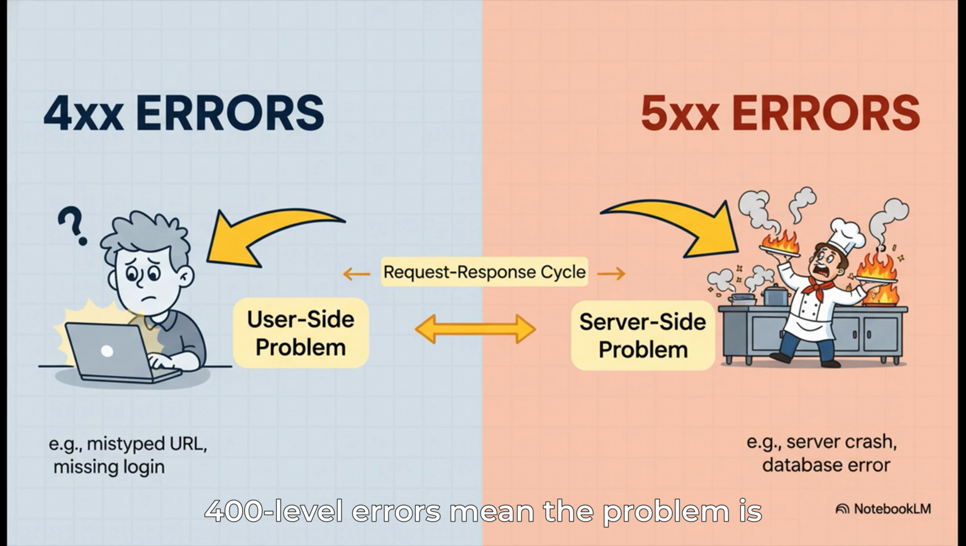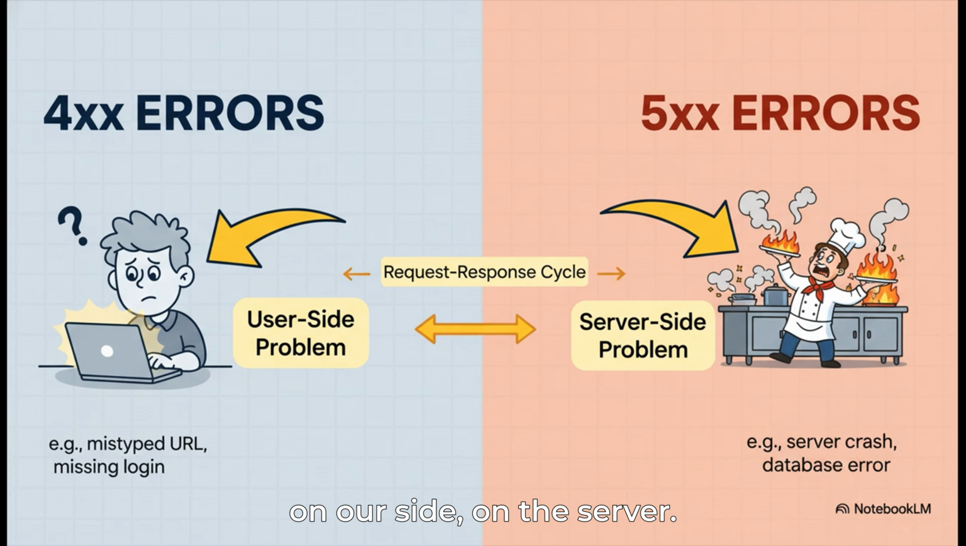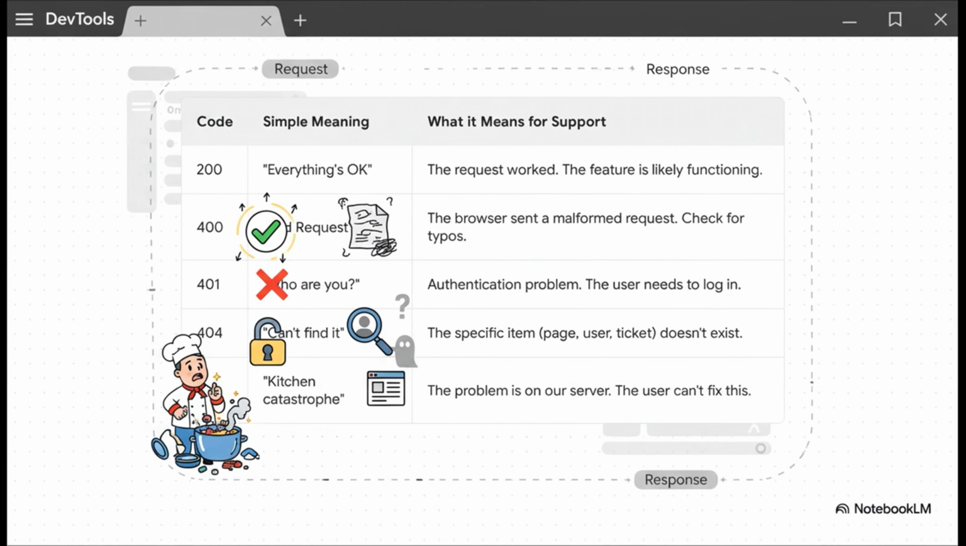400-level errors mean the problem is on the customer side. 500-level errors mean the problem is on our side, on the server. Knowing this one thing will instantly tell you where to start troubleshooting. It's a game changer. Let's run through the greatest hits you'll see.